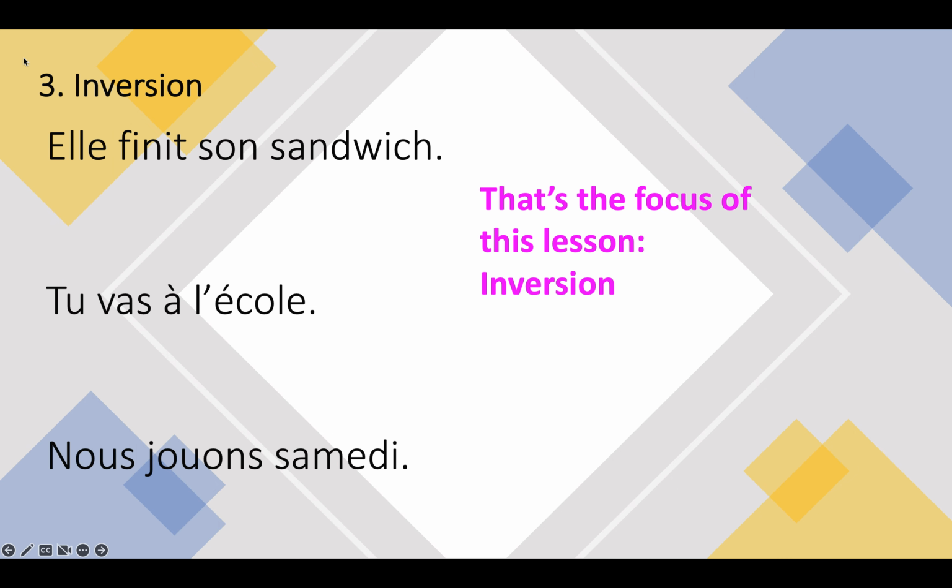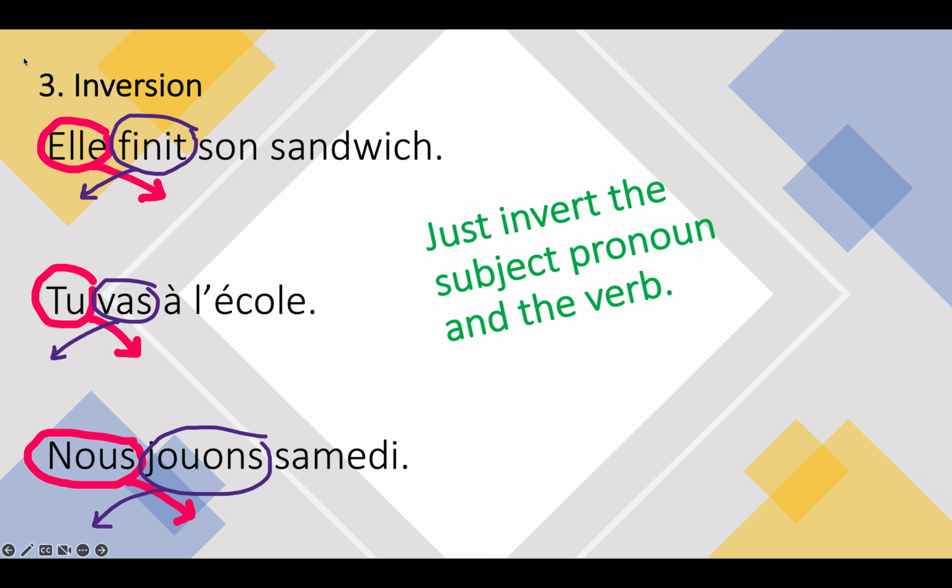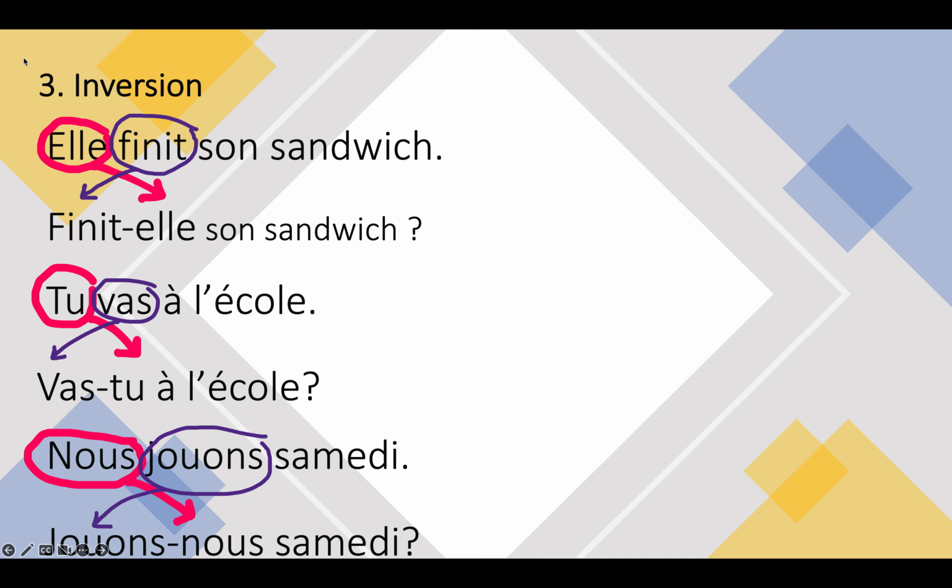The third way is to use inversion. And inversion is where we reverse the order, like I am sad. Am I sad? You have eaten. Have you eaten? Okay, so what exactly is inversion? We take the subject pronoun and the verb, and we invert their order. We reverse the order. And we end up with finit-elle son sandwich? Vas-tu à l'école? Jouons-nous samedi?